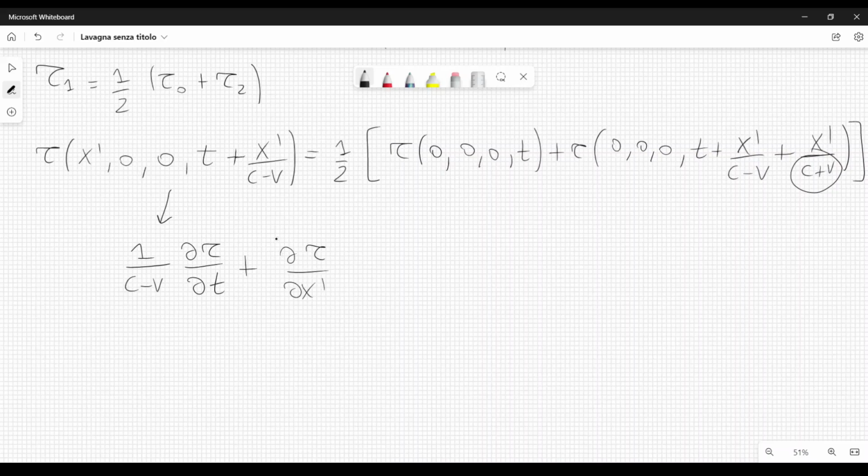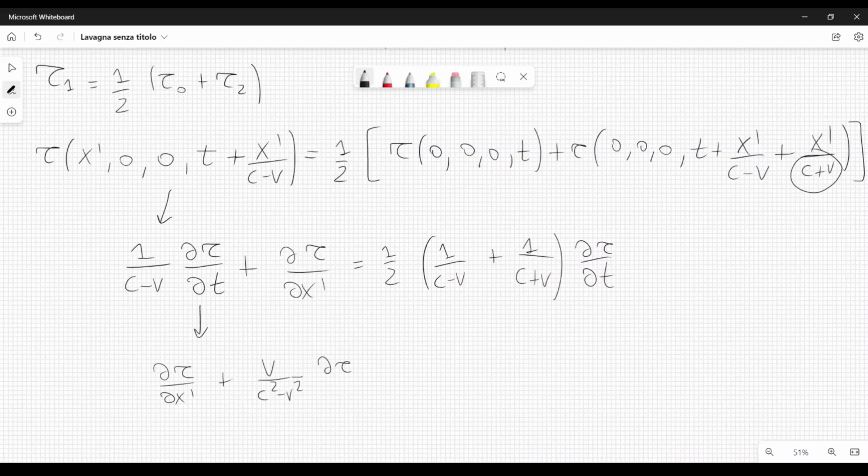So you have to expand the equation above in a Taylor series, and you just truncate it to the first order. This is what you get. Here you get 1/2 (1/(c−v) + 1/(c+v)) dτ/dt, and this can be rewritten as dτ/dx' + v/(c²−v²) dτ/dt = 0.